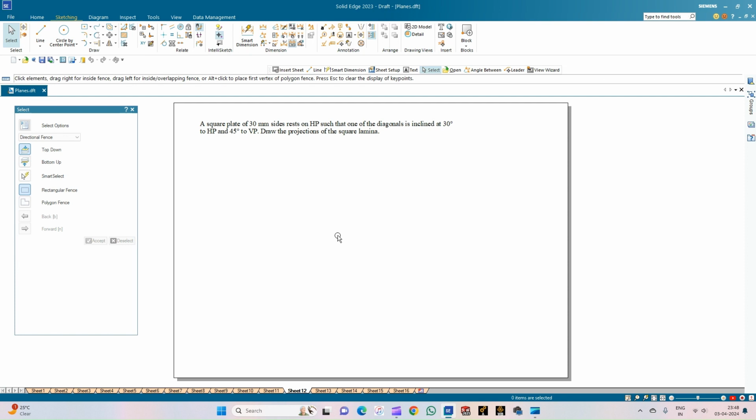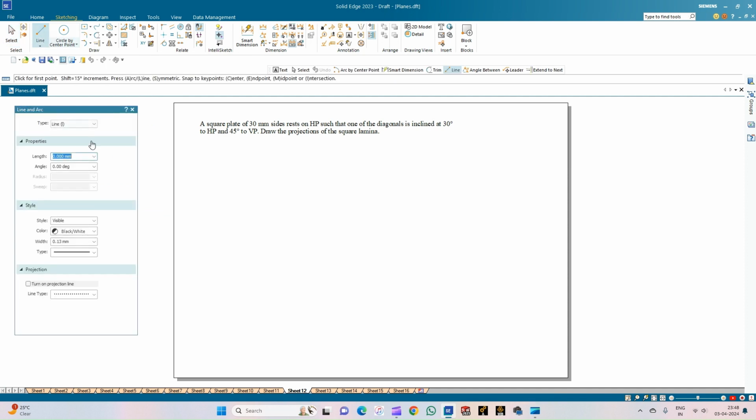Also, the phrase inclined to VP at 45 degrees is not given to us as the value of beta. The given angle here is phi and not the value of beta. With these conclusions, we can arrive at the solution for the problem statement by following the steps.